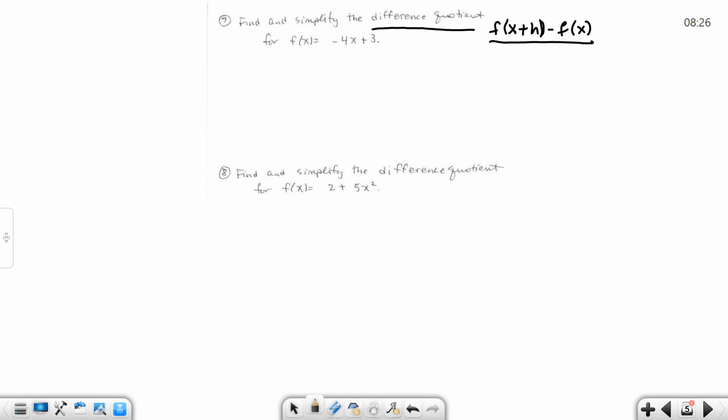I've got a cord going into my microphone, and I think that's what's causing some of the issues with the screen. Sorry. All right, f of x plus h minus f of x over h, that went away for me, is what we need to use.